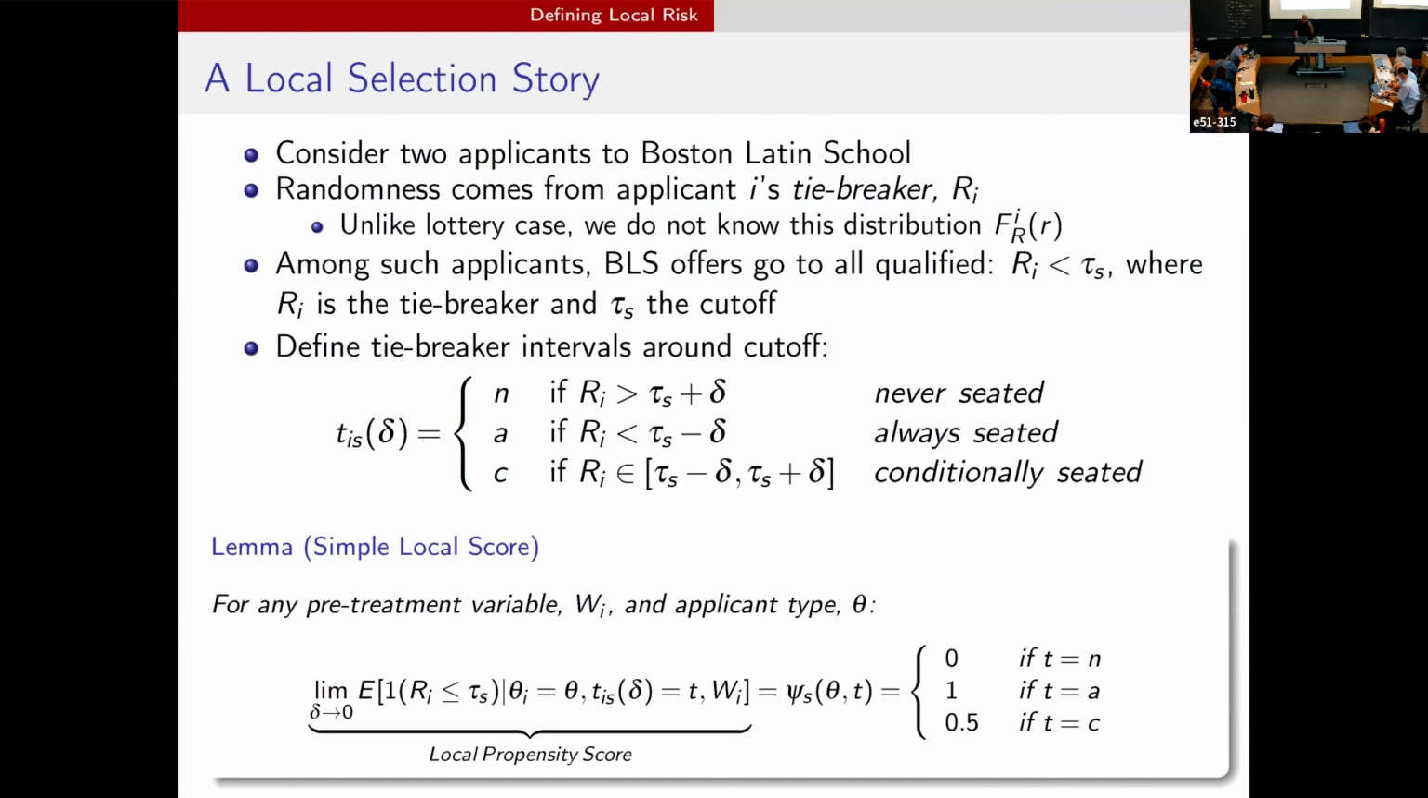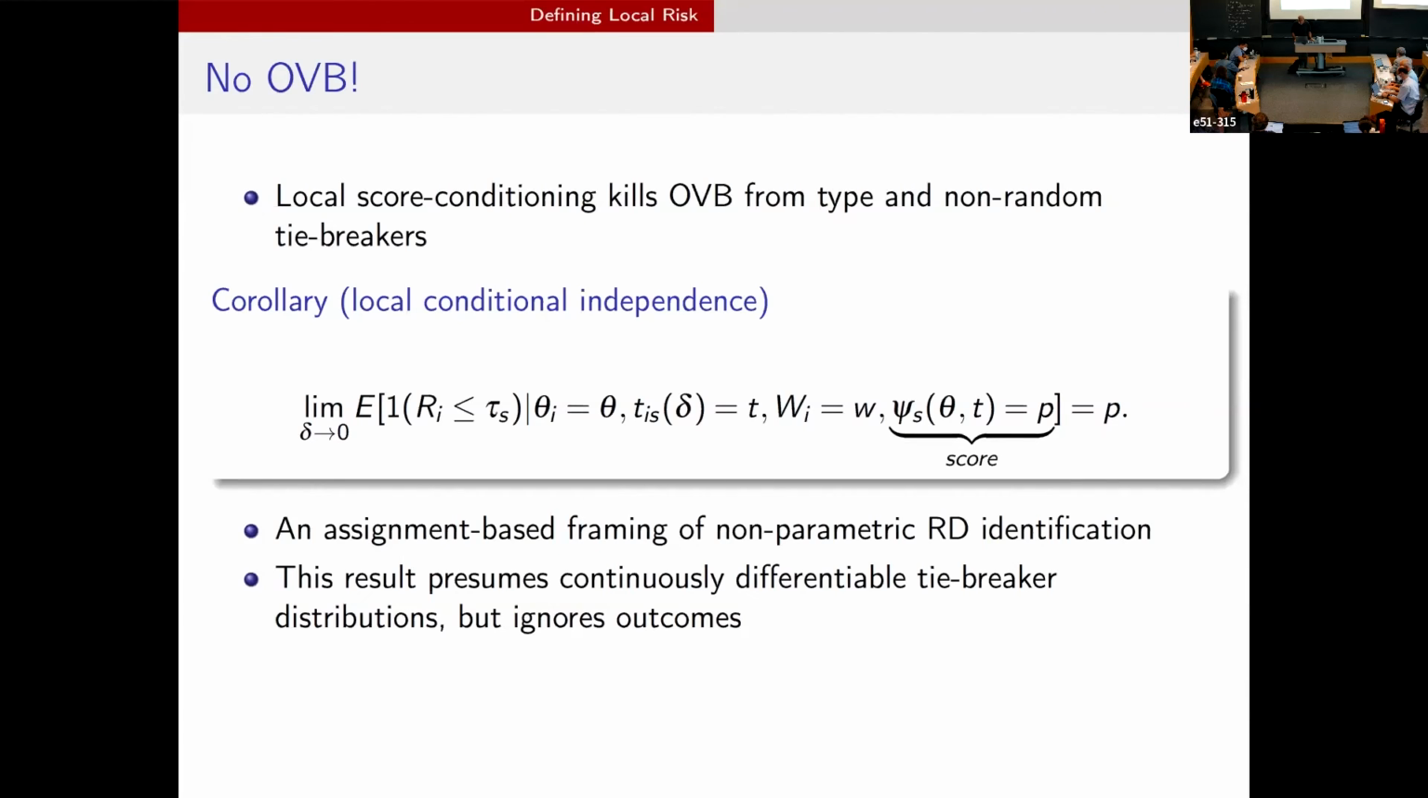So with this in hand, we can basically do the same exact set of tricks that we had a second ago. If I condition not on the score, but on this local score concept, I can eliminate omitted variables bias from not only your type, what we solved in the first half of the lecture today, but also from non-random tie breaking. So this is the corollary here. If I take this limit, the expectation that you get an offer given theta_i, the value of your tiebreaker classification, this W variable, and your local score, this is the analog of the Rosenbaum-Rubin result. It's simply equal to the local score. So what I've basically done here is I've taken the usual regression discontinuity setup and put it in the language of our assignment mechanism.